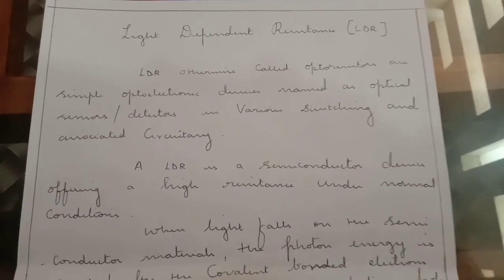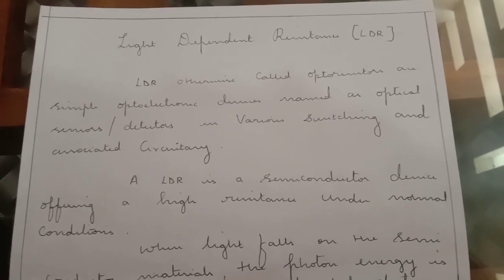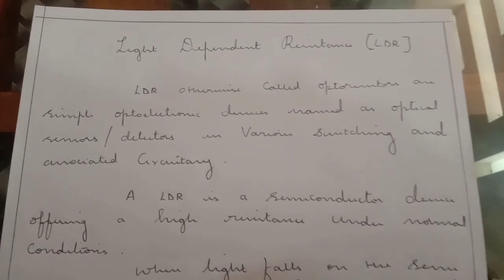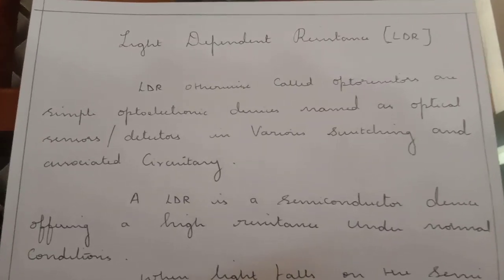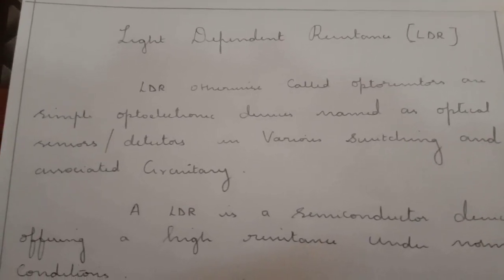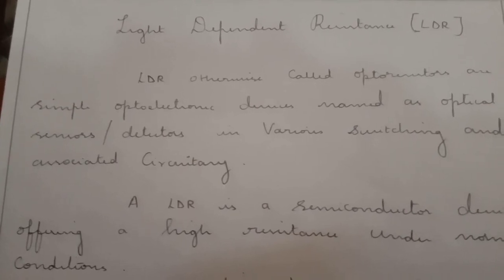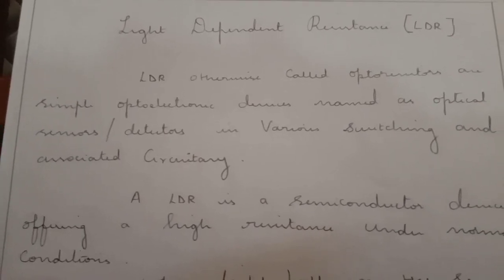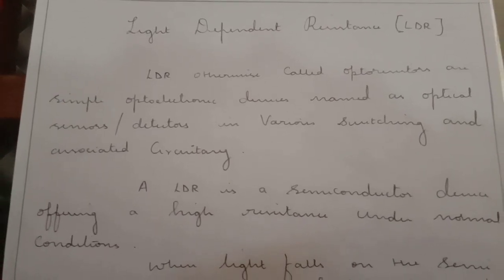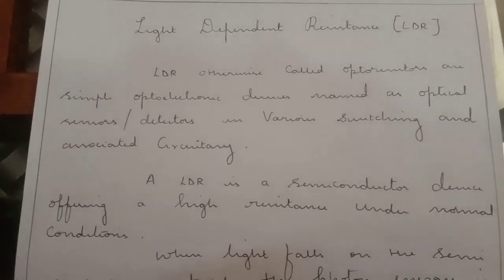This LDR is also called optoresistors or photoresistors, and it is also called light sensors. Basically, the LDR is a photo or optoelectronic device which is used in various switching and circuitry items. LDR is a semiconductor device which offers a high resistance under normal condition. It works on the principle of photoconductivity, the same as we discussed in the photoconductor.